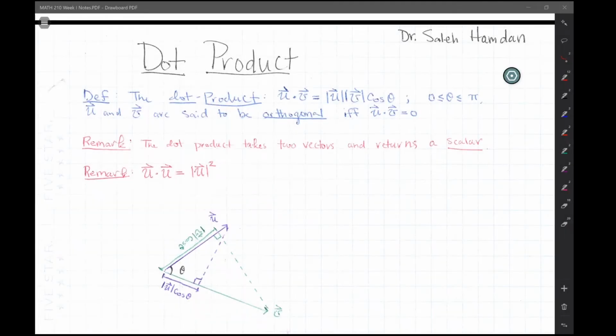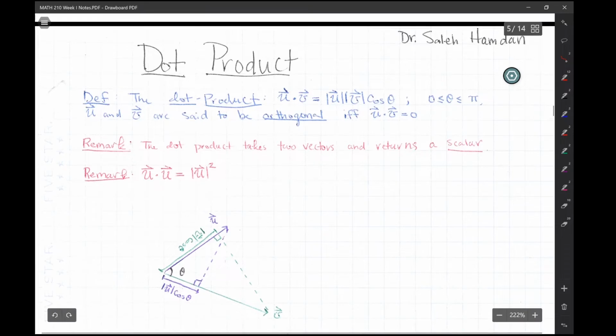So we talked about adding vectors together, subtracting vectors. We also talked about scalar multiplication, where you take a number and you multiply it by a vector. What about multiplying vectors together? Well, there's actually a few ways to multiply vectors together.